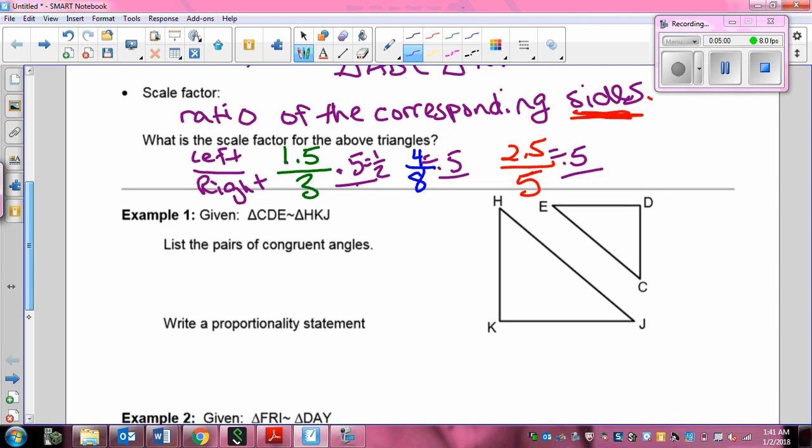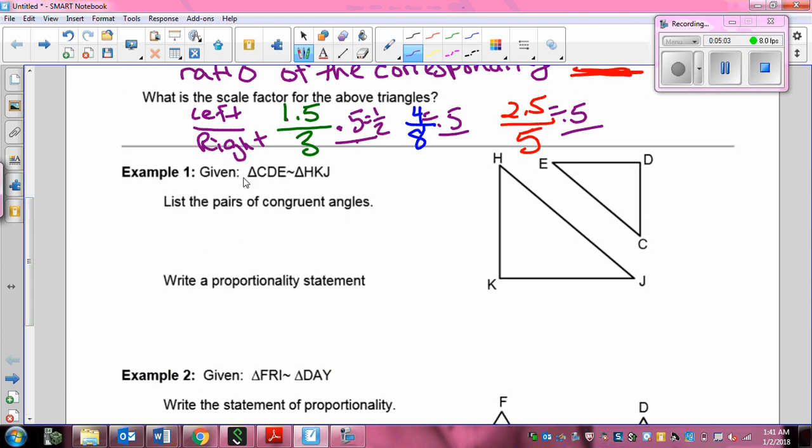So we have different ways. Let's look at this example. We have triangle CDE is similar to HKJ.